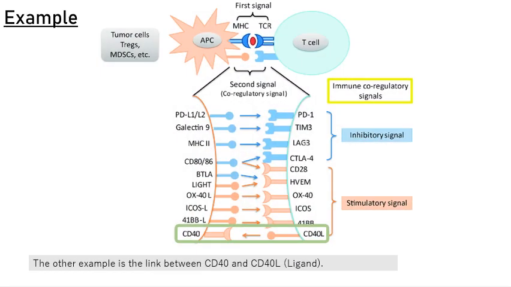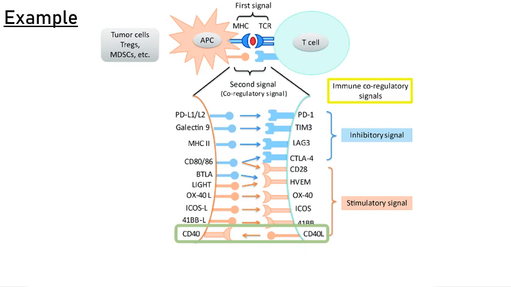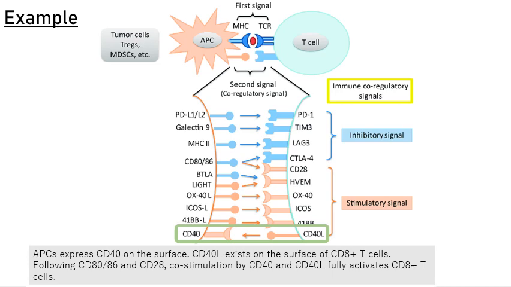The other example is the link between CD40 and CD40 ligand. APCs express CD40 on the surface. CD40 ligand exists on the surface of CD8+ T cells. Following CD80/86 and CD28, co-stimulation by CD40 and CD40 ligand fully activates CD8+ T cells.